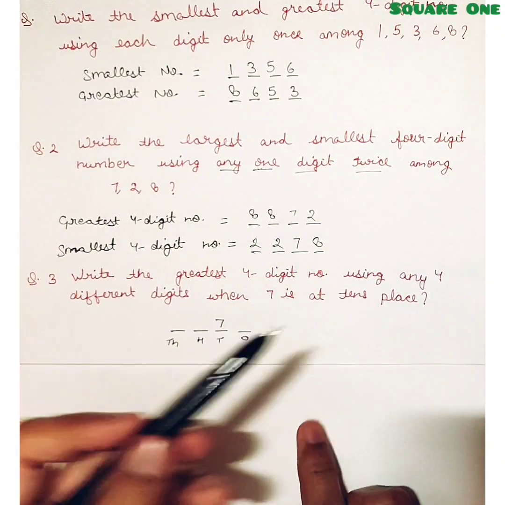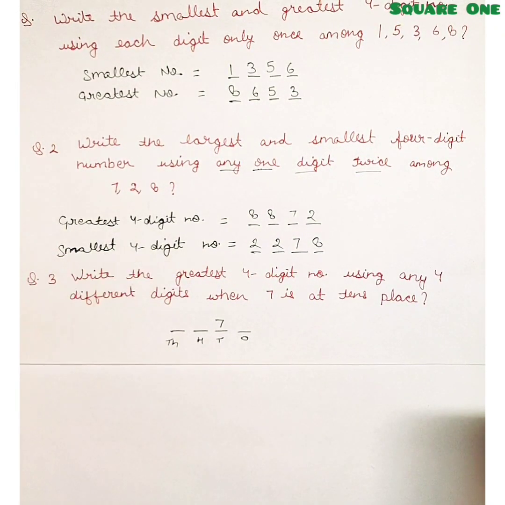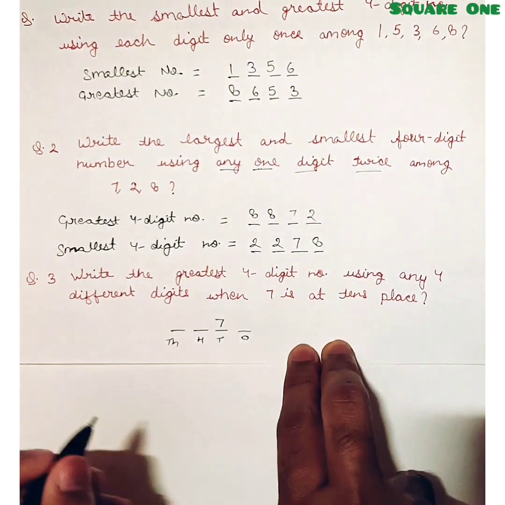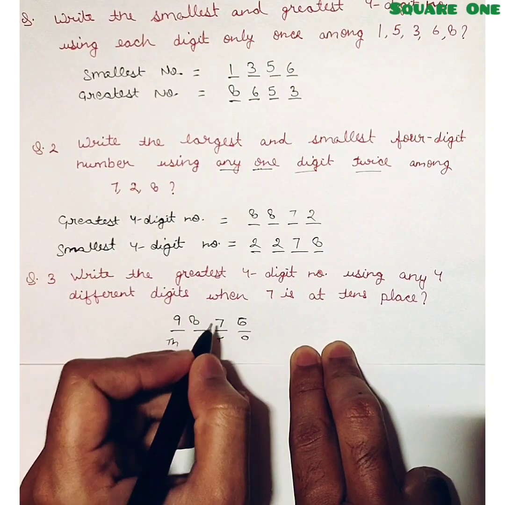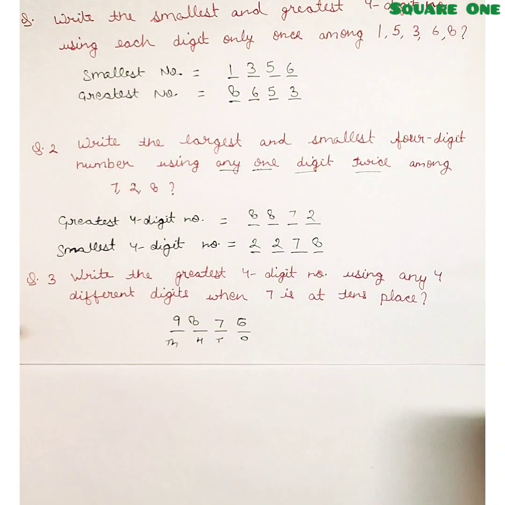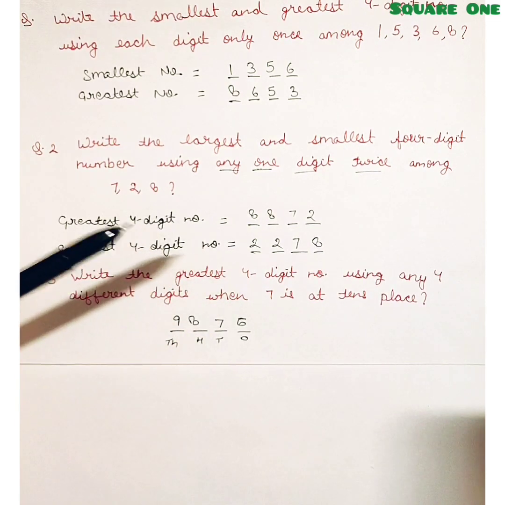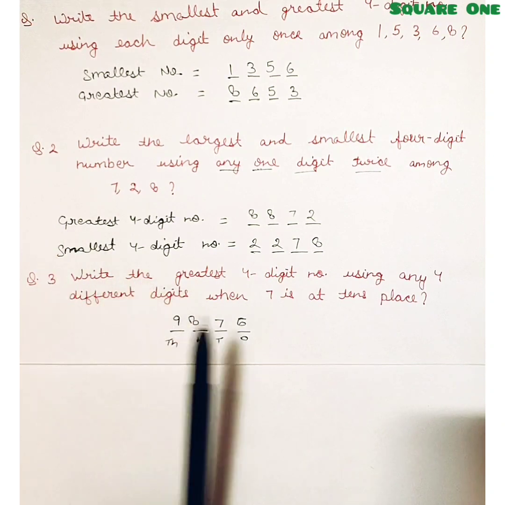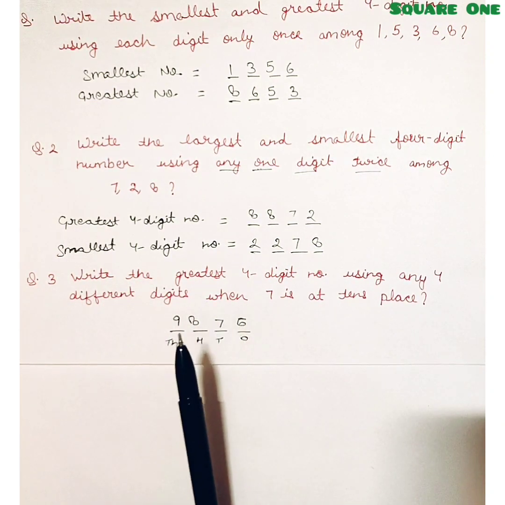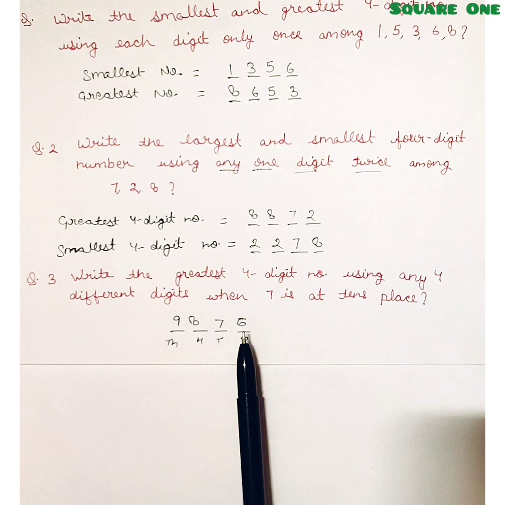Now I can use any 4 different digits to write the greatest number. So the digits that I am going to use will be 9, 8 and then 6, because 7 is already used, I cannot use 7 again. This is the answer that I am going to get. Okay, 9, 8, 7, 6. If I have used any other combination of digits, it would not have been the greatest number. Okay, if I have used maybe 4 or 5 or any other digit, it would not have been the greatest number. So to form the greatest number, I have to use only these digits. 9, 8, and 7 is already used, then 6. This is my greatest number.